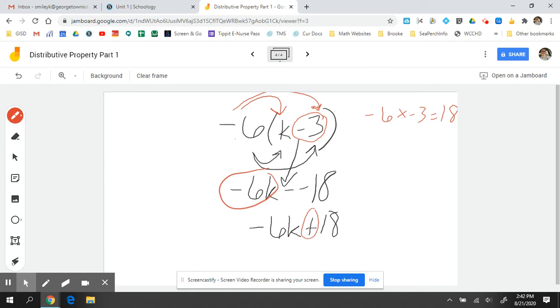All right, so this was part 1 of distributive property. Go in and finish those practice problems and the checkup, which is basically a Schoology quiz. And come back for part 2 tomorrow.